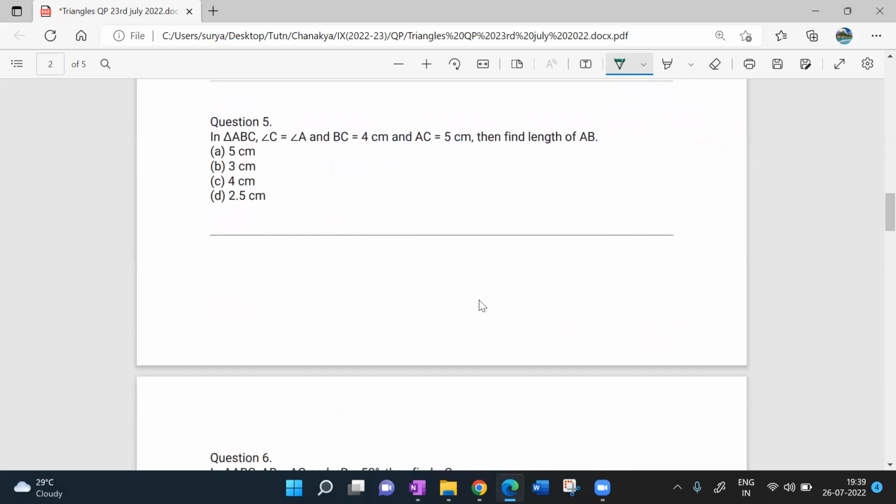Next, this one's 4. Triangle ABC: both angles are equal, so these sides are also equal. BC is given as 4, so AB is also 4. We don't need to do anything, the answer is directly 4. Why? Because sides opposite to equal angles are equal. So 4, 4.